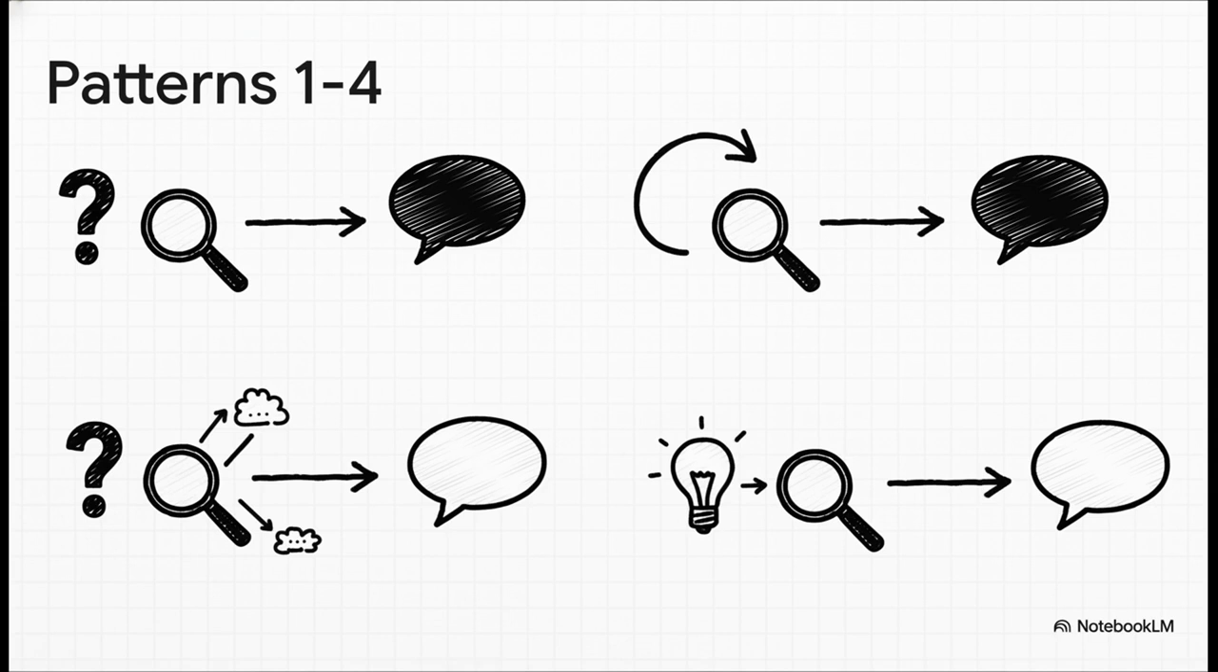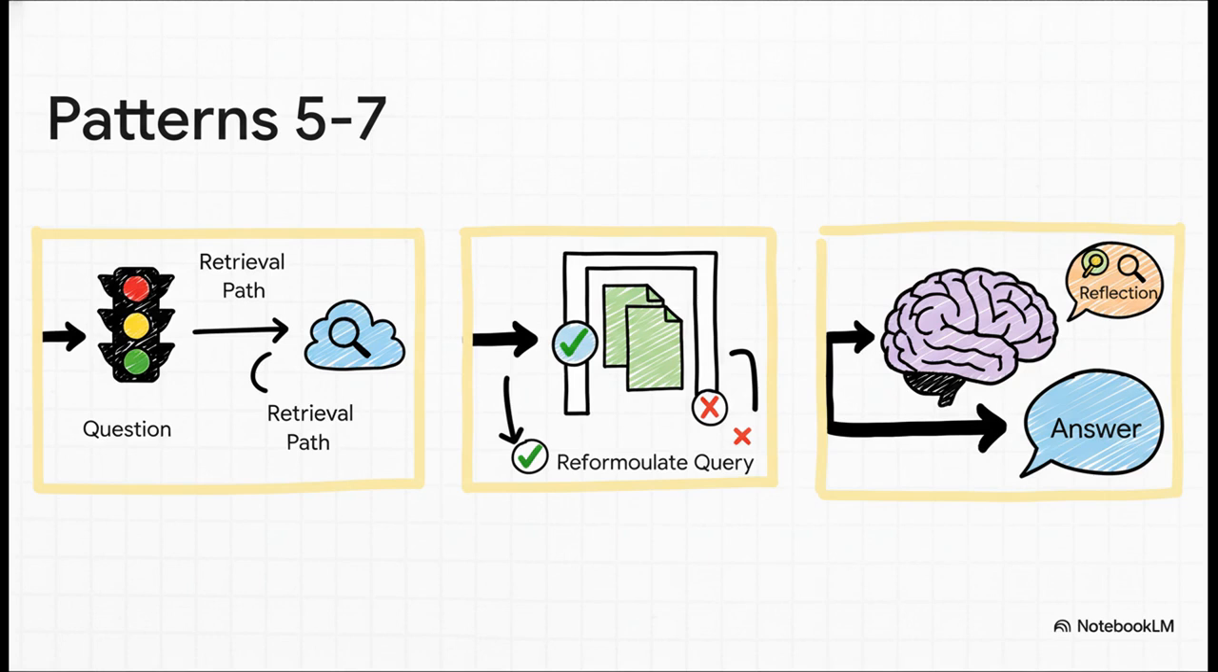And number 4 is HyDE, which uses this brilliant trick. It generates a hypothetical answer first, and then it searches for documents that look like that answer. It sounds weird, but it dramatically improves search quality. Now things start getting really intelligent. Pattern 5, adaptive RAG, adds a smart routing layer that decides if a simple question like what's 2 plus 2 even needs a database search, which saves a ton of time and money.